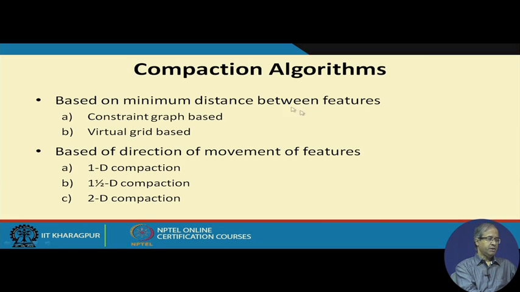Broadly speaking, compaction algorithms can be classified into two types. First is the graph theoretic approach, which is based on minimum distance between features. There is something called a constraint graph which can be used, or the concept of virtual grid. The second broad class is more direct. Just along some directions, one dimensional, two dimensional, or something in between, called 1.5 dimension, you can move the features and try to carry out compaction. So, let us look into this one by one.